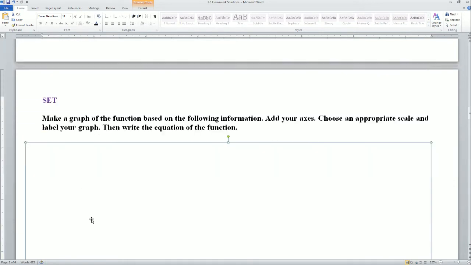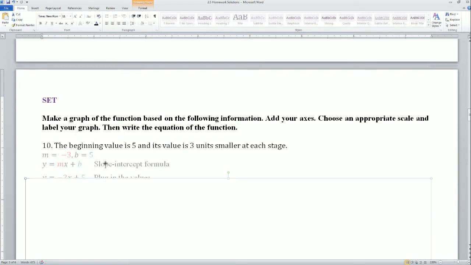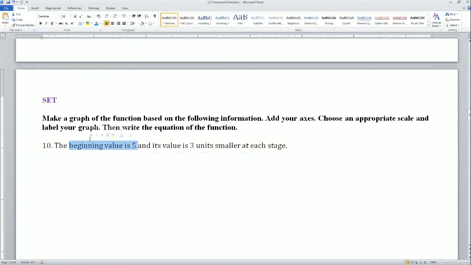next. 8. Make a graph of the function based on the following information. Add your axes, choose an appropriate scale, and label your graph. Then write the equation of the function. Alright, so the beginning value is 5, so that should be your y-intercept. I'm going to make that green. And it says 3 units smaller. It's going to be red, and that's going to be the slope.